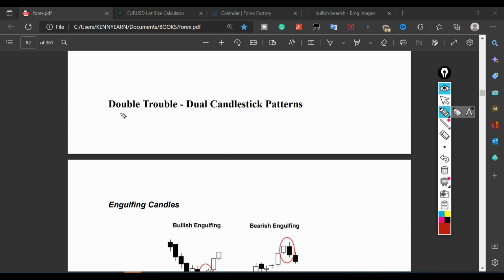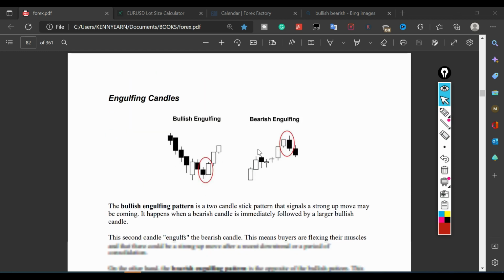Now let's talk about double candlestick patterns, where we have about 2 candles making a pattern. The first one we have here is engulfing patterns. So what is an engulfing pattern? An engulfing pattern is when one candle overpowers the next, like an opposite candle taking more than the previous one. For example, we have bearish engulfing here.